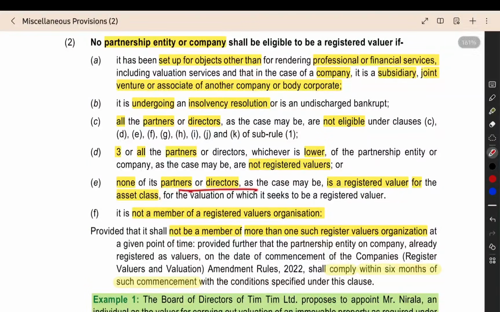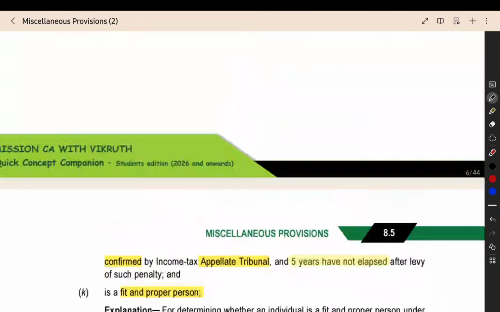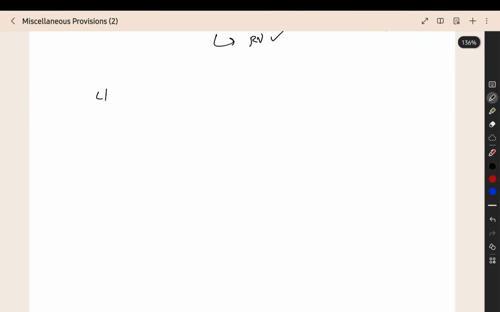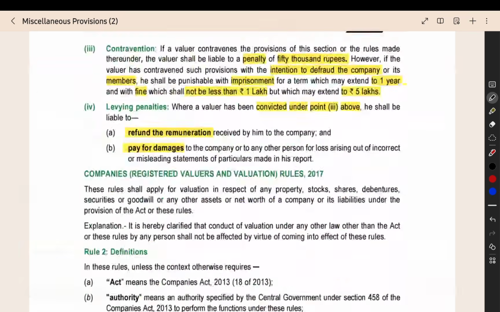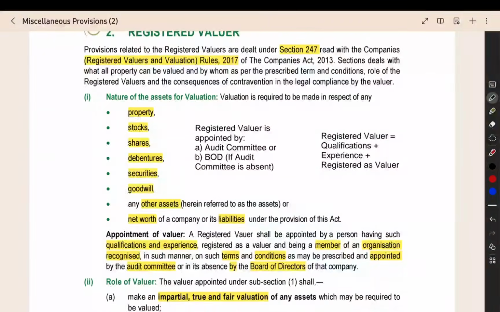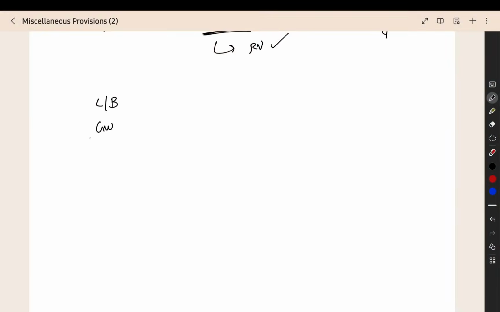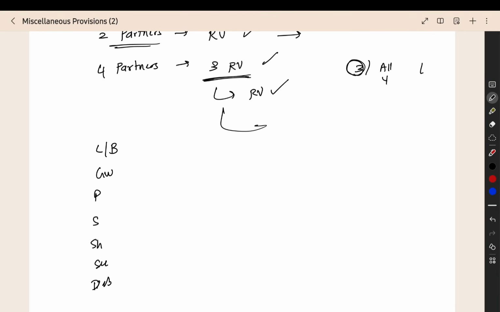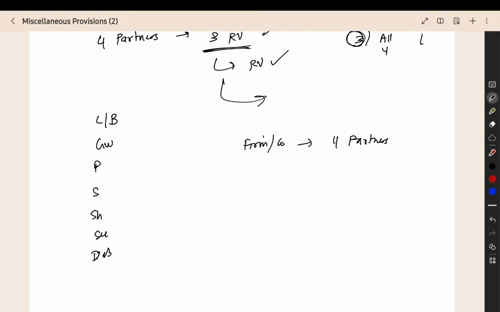Then, at least one of the partners or directors should be a registered valuer for the asset class for which you seek to be a registered valuer. Here we have various asset classes like land and building, goodwill, and all the asset classes mentioned here: property, stock, share, debenture, security. Everything we can do the valuation. Now you have a firm or company with, say, 4 partners. All the 4 partners are specializing in land and building valuation.